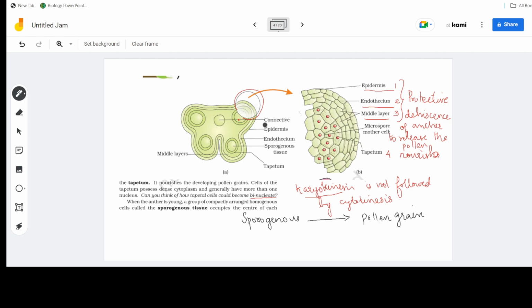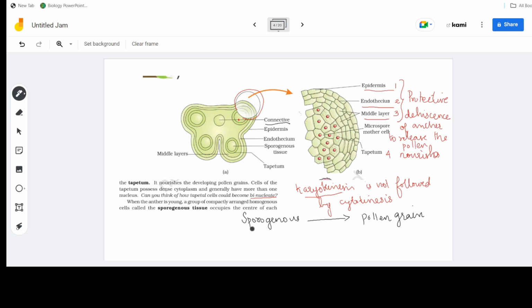Now you can see a structure called the connective here. This connective is a kind of sterile tissue. Sterile means they do not develop into any of the reproductive structures. They are a kind of normal tissue, sterile tissue, which acts as the connective between the two theca. And if this anther has a filament, the filament is attached at this region.